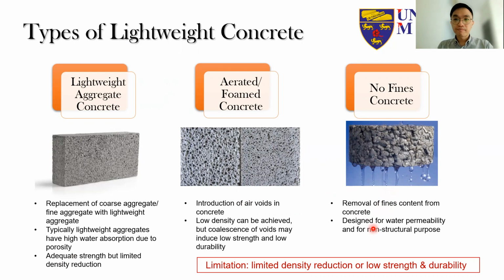So in short, the common types of lightweight concrete have certain limitations, right? One of them is the limited density reduction. You can't really reduce the density substantially. This is the case of the lightweight aggregate concrete. And also we have the limitations of significantly low strength and also durability when we try to reduce the density to be very low. This is the case of the aerated or the foam concrete.